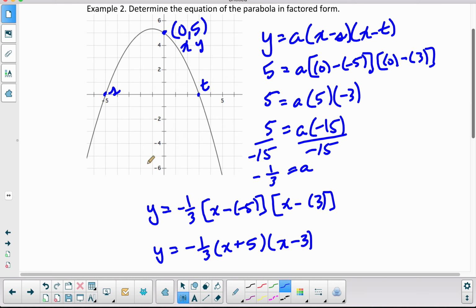And again, you can do yourself a little check. If there is a positive 5 inside the bracket, then the x-intercept should be negative 5. It's the opposite value. And this one here, the number inside the brackets is negative 3, which means that the x-intercept should be positive 3. So there it is. I hope this made some sense to you. Keep asking questions if something doesn't make sense.